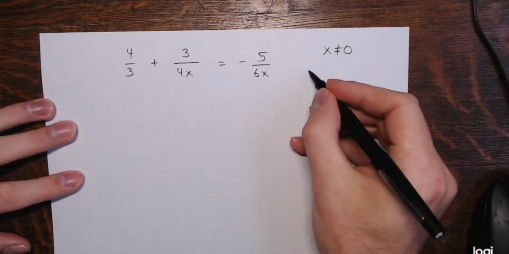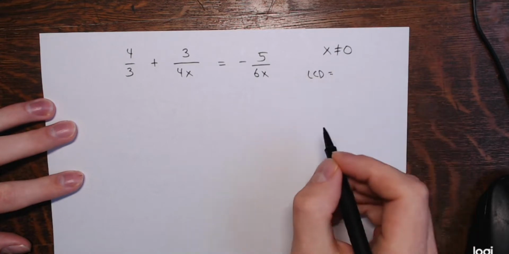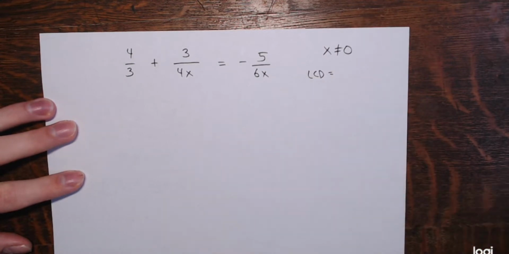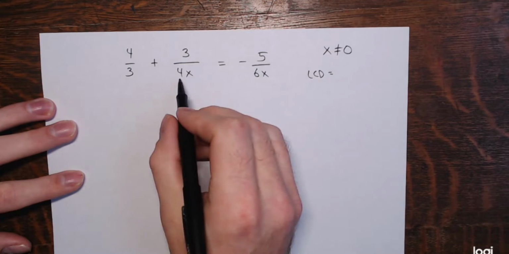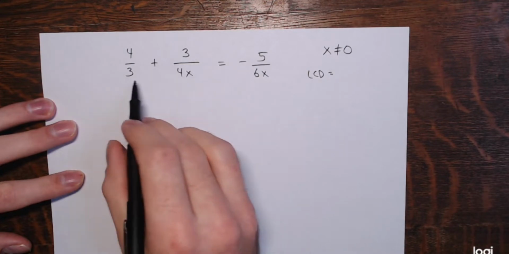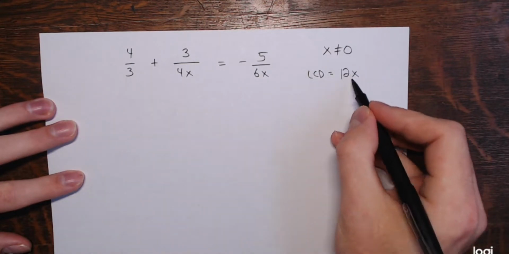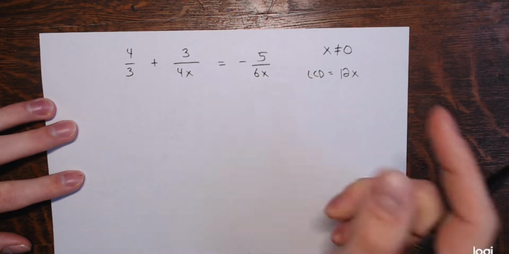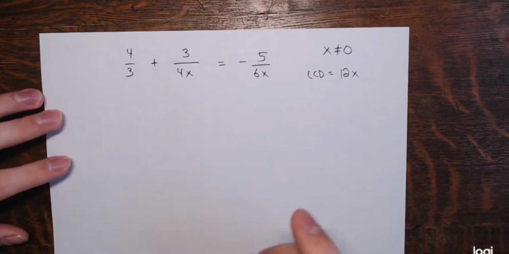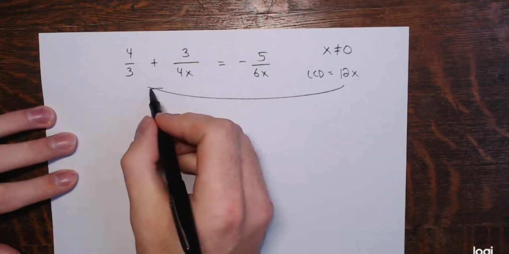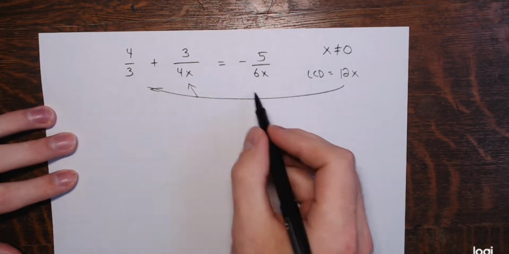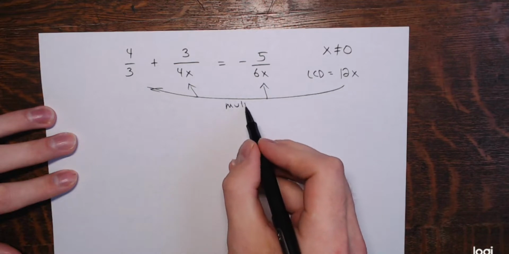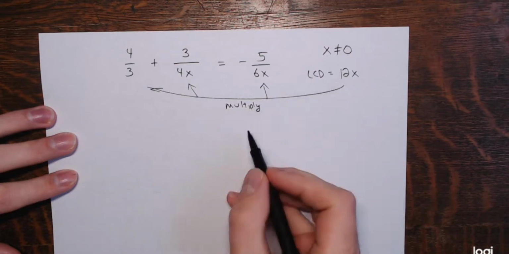Again, I'm not going to go through finding the LCD all the time. I'm just going to state it and leave you to find it. I'm hoping it's obvious again that the LCD is 12x. That's 3 times 4x, 4x times 3, 6x times 2. Then I multiply both terms on the left side and the one term on the right side. We're going to multiply everything by 12x.